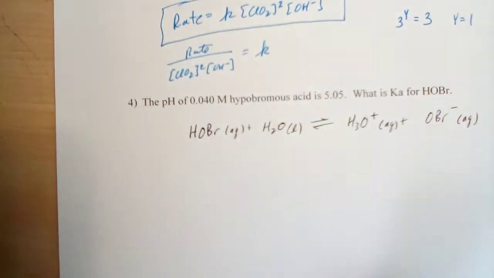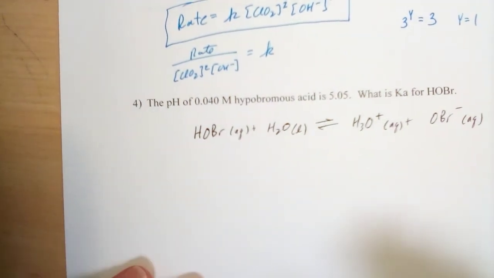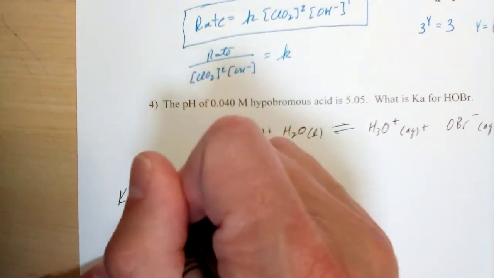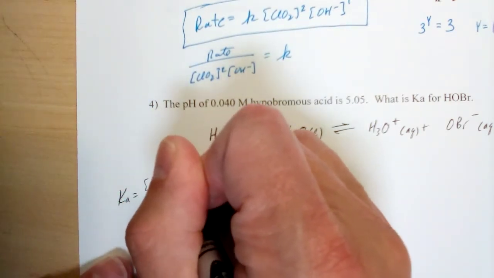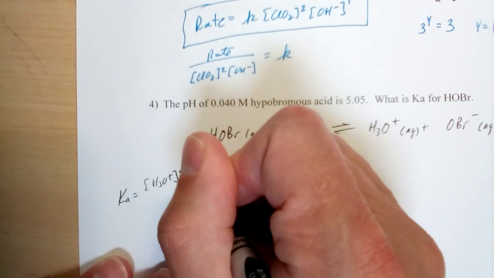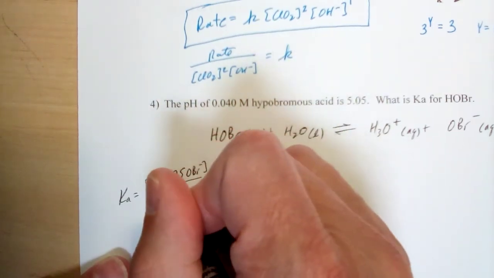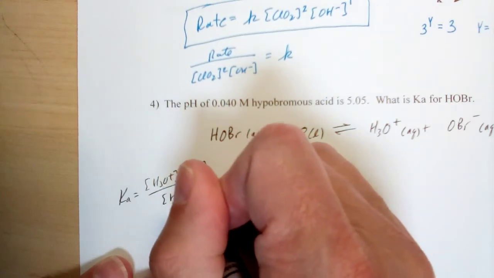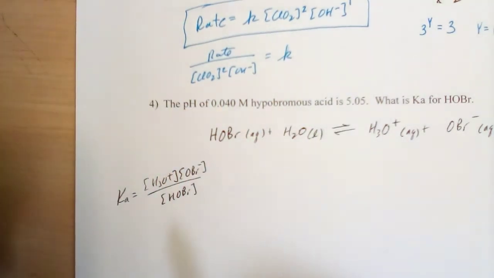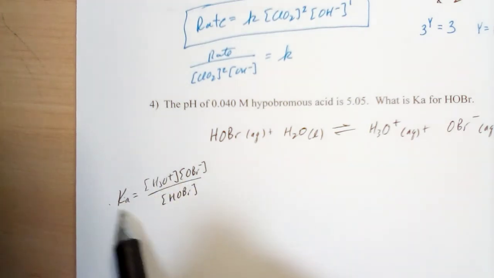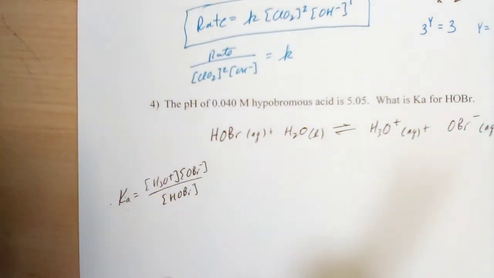Now, based on that reaction, the equilibrium constant expression would be Ka is the concentration of hydronium times the concentration of the conjugate base, the hypobromite, divided by the concentration of the weak acid. So if we could figure out those concentrations at equilibrium, we can plug them in and solve for K, which is what we're asked for here.